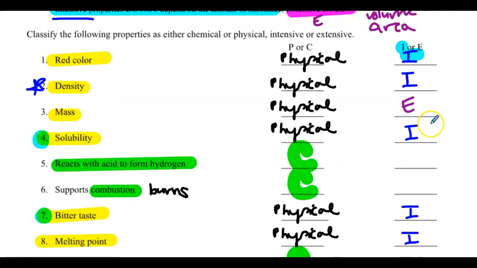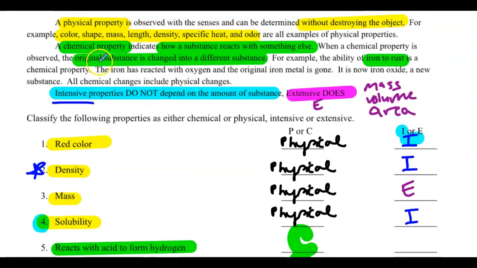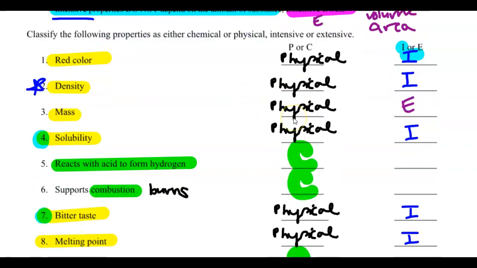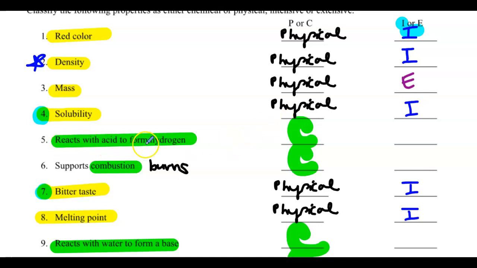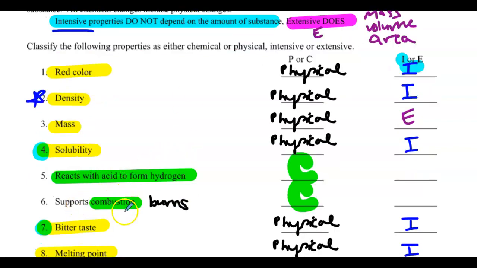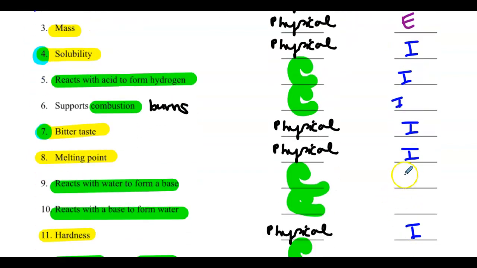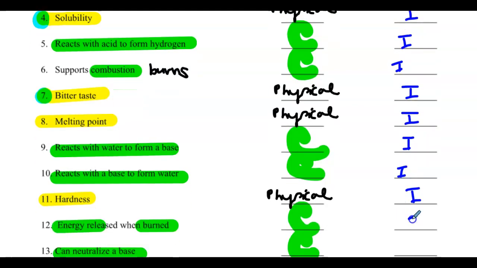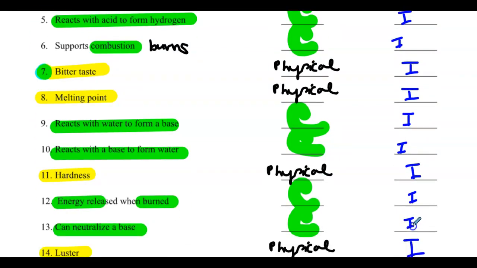Now I skipped over the chemical ones because I want to treat those together. The chemical properties are all about how something reacts with something else. So if we react with acid to form hydrogen, does it matter how much of that substance I have? No. So all of these chemical properties, these are intensive. They are innate to the substance that I have. So if we know it's chemical, we also know that it is intensive.